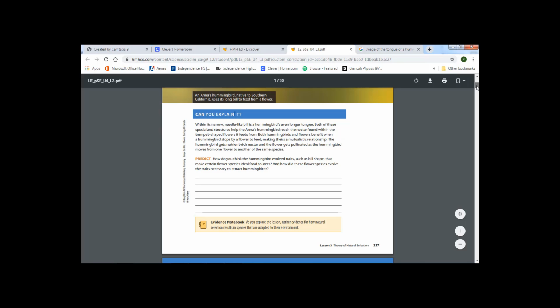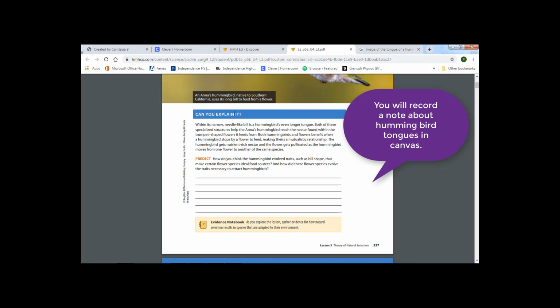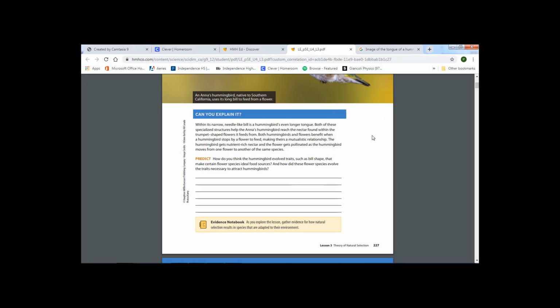So the question is, how do you think the hummingbird evolved these traits, such as bill shape and tongue size, to make a certain flower species ideal for food, and how did the flower species evolve? So write down your prediction right here. You should have at least some note about hummingbird tongues, maybe over here, and then that will conclude this activity.